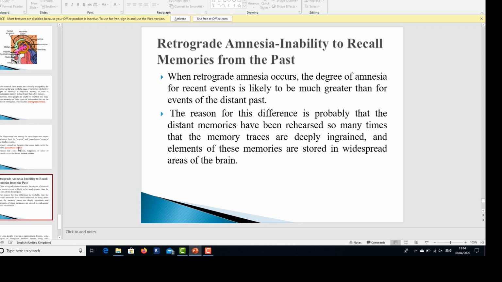Now, what is retrograde amnesia? That is the inability to recall memories from the past. When retrograde amnesia occurs, the degree of amnesia for recent events is likely to be much greater than for events of the distant past. The reason for this difference is probably that the distant memories have been rehearsed so many times that the memory traces are deeply ingrained and elements of these memories are stored in widespread areas of the brain.